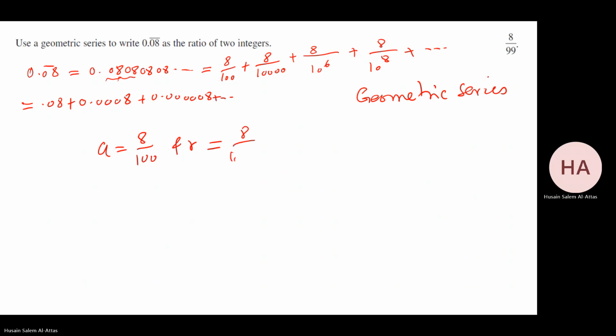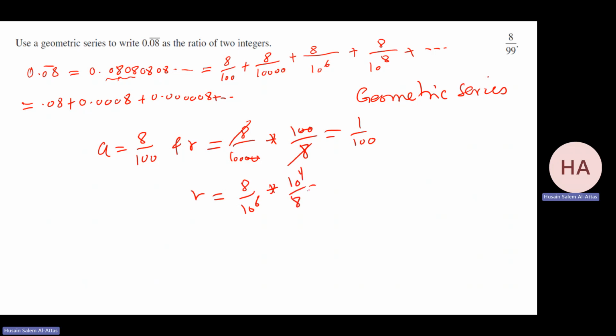8 or 10,000 times the reciprocal of this, divided all times the reciprocal, that will be cancelled. This cancelled, so I have 1 over 100. And check also R, another one, 8 over 10 to the power 6 times 10 to the power 4 over 8, which gives me 1 over 100 still. And the same thing for the rest. So I have A is 8 over 100, and R is 1 over 100.